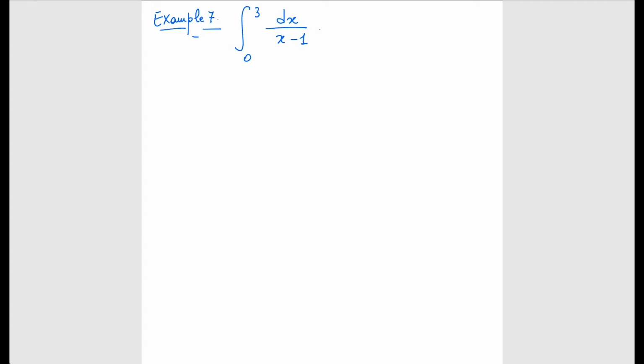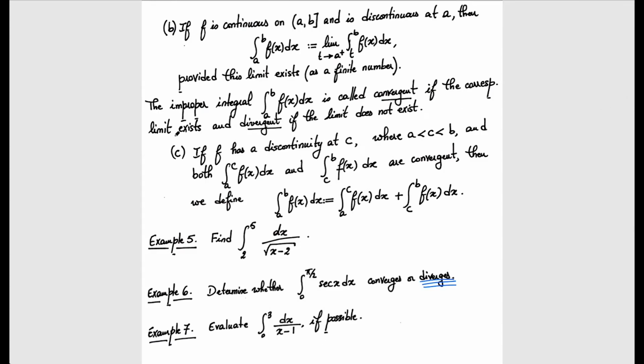Let me take you back to this definition. The third part of the definition above, if the function has a discontinuity at a number c between a and b, in this case 0 and 3, in our context, c is 1, correct? Because the function is 1 over x minus 1. So 1 is a point where the function has a discontinuity.